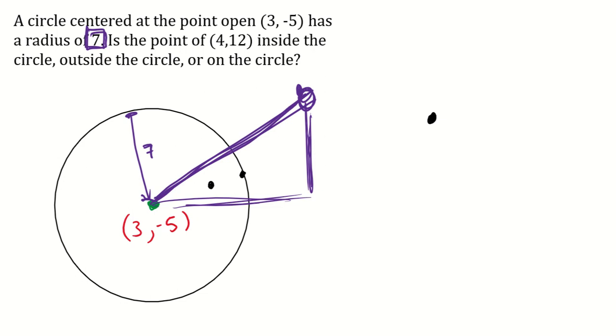But once I know that distance, I just look at it and say, if that distance equals 7, then I was on the circle. If the distance is greater than 7, then I was outside the circle. And if the distance is less than 7, then I had to be inside the circle. So that's it. I just wanted to talk about those 2 problems.